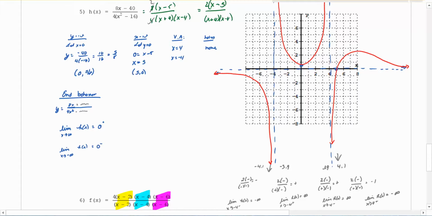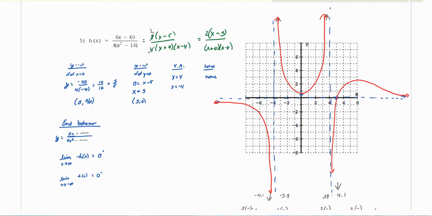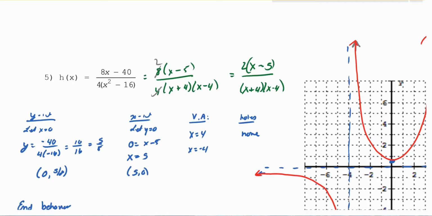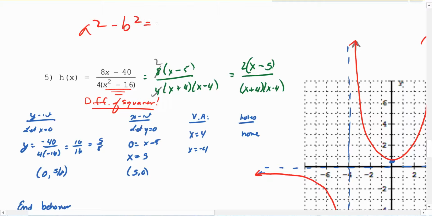Yes, Connor. This one's already at least partially factored, right? So what happened first here in the green? A little bit more factoring? When you see this, what should you think? That's the difference of squares. Nice. A squared minus b squared is equal to a plus b times a minus b.